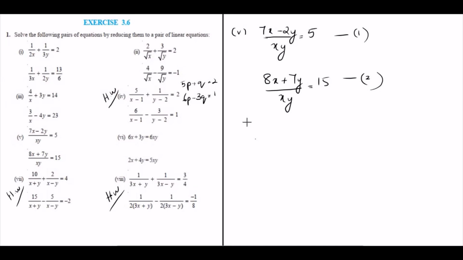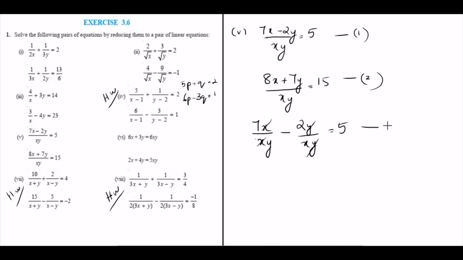Write this equation as 7x by xy minus 2y by xy is equal to 5. And when you write like this, you can cancel the x variables and here the y variables. So your equation is of the form 7 by y minus 2 by x is equal to 5.